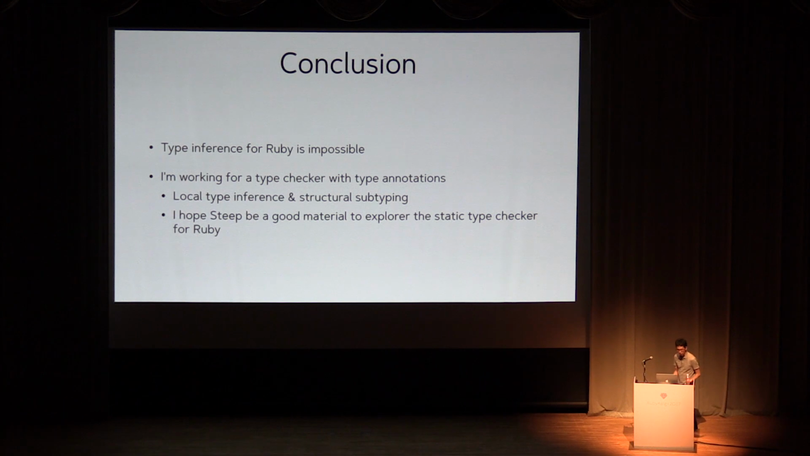So I skip about 10 slides. So type inference for Ruby is almost impossible. And I'm now working on a type checker. It writes the type annotations. And local type inference and structural subtyping work well, I think, currently. And I hope the implementation of Steve is a good material to start a discussion about the static type checker for Ruby 3. So thank you.